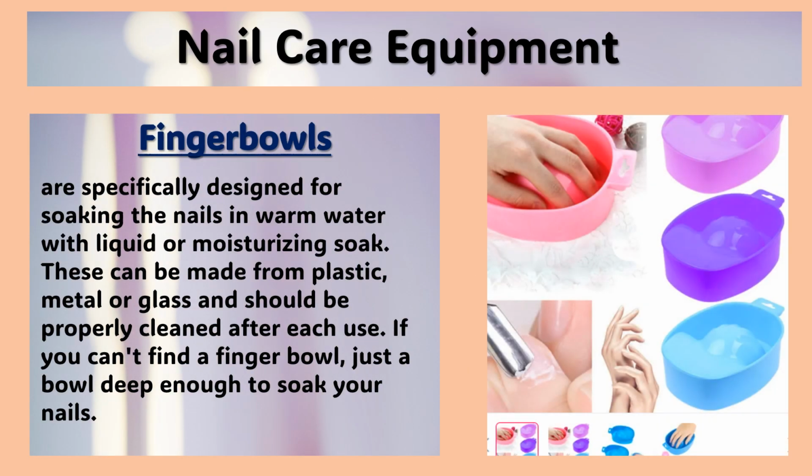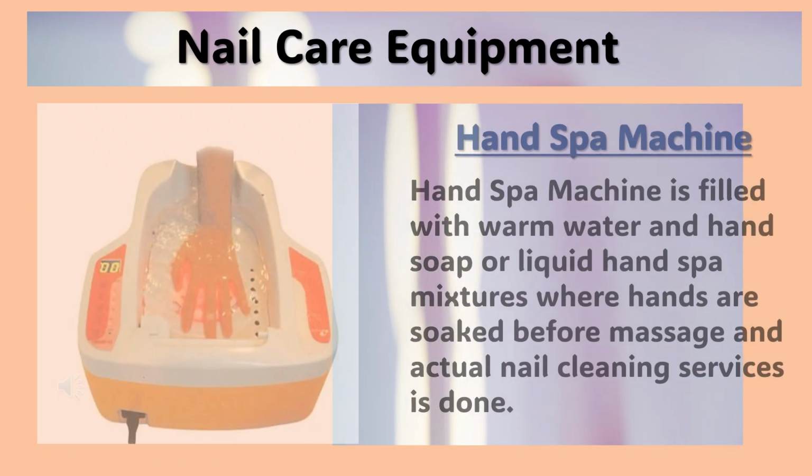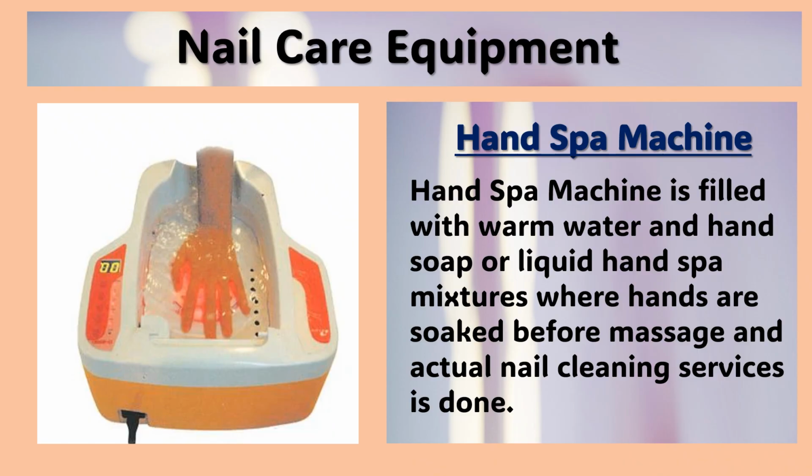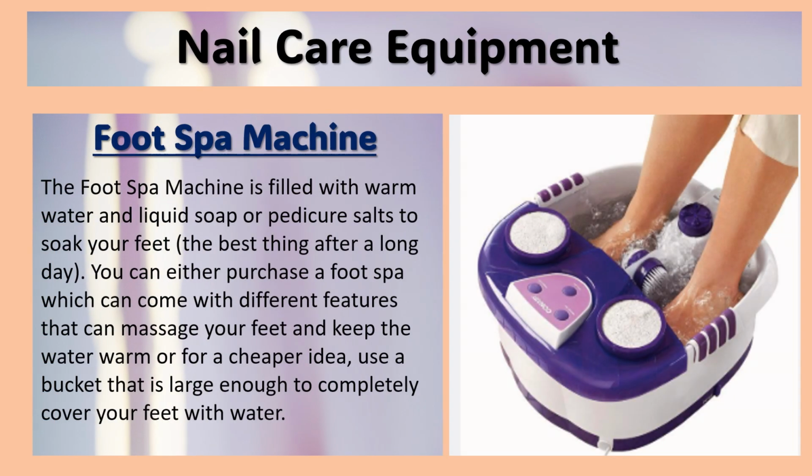Finger bowls are specifically designed for soaking the nails in warm water with liquid or moisturizing soak. These can be made from plastic, metal, or glass and should be properly cleaned after each use. If you can't find a finger bowl, use a bowl deep enough to soak your nails. Hand spa machine. The hand spa machine is filled with warm water and hand soap or liquid hand spa mixtures, where hands are soaked before massage and actual nail cleaning services are done. Foot spa machine. The foot spa machine is filled with warm water and liquid soap or pedicure salts to soak your feet, which is the best thing after a long day.